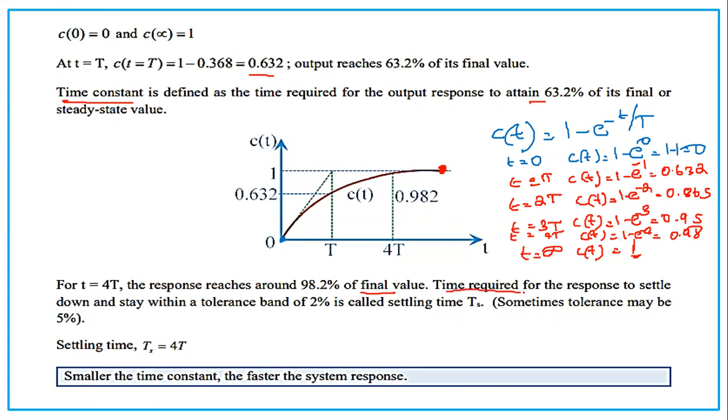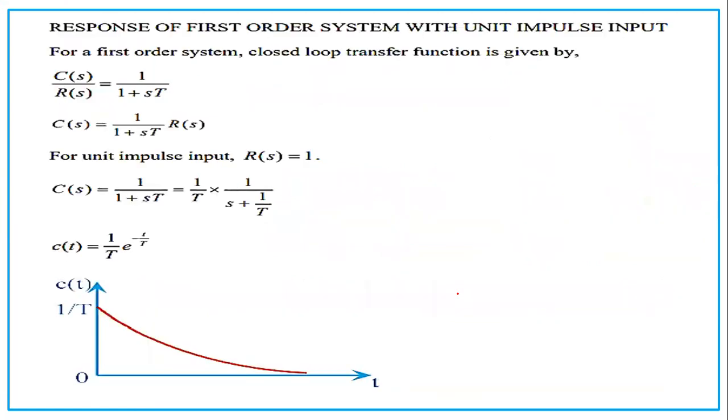Then time required for the response to settle down and stay within a tolerance band of 2% is called settling time Ts. So 4t ആവാം അല്ലെങ്കിൽ it depends. Okay, second order system നമുക്ക് ഇതേ സെയിം സാധനം തന്നെ ഞാൻ പറഞ്ഞത്. ഓക്കെ, ഇത് നെക്സ്റ്റ് ക്ലാസ്സിൽ നോക്കാം.